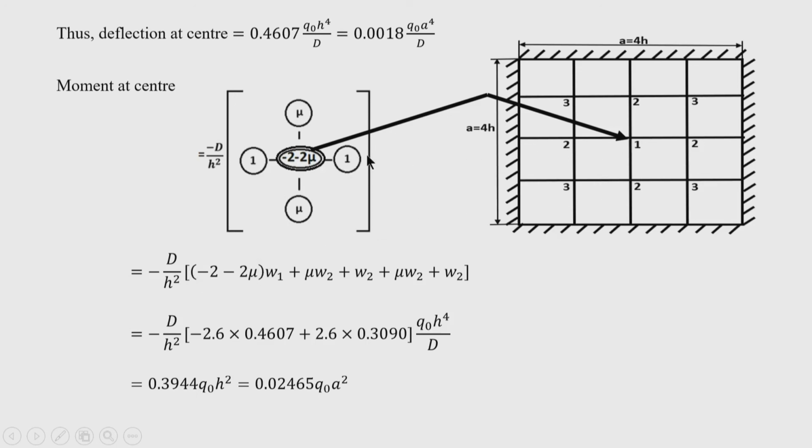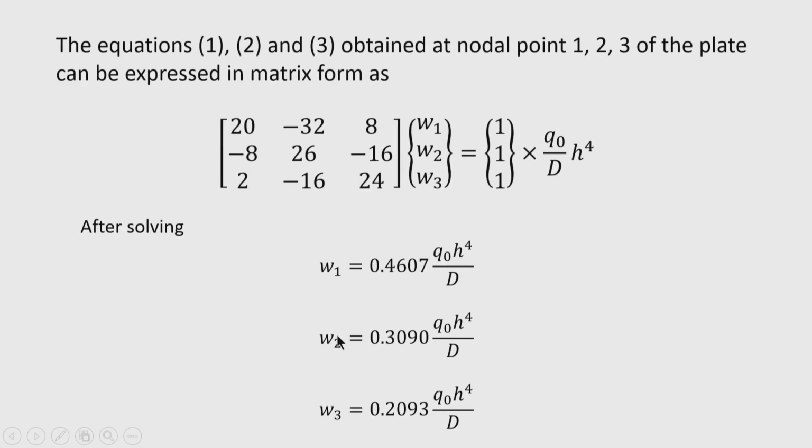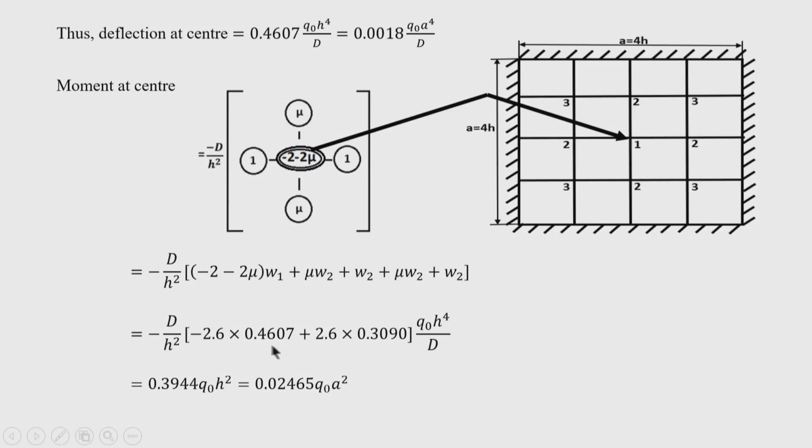Then on the right hand side we are getting W 2. On the left hand side again W 2 is there, and in the vertical direction we are getting mu into W 2 and mu into W 2. Okay. So, since W 1 and W 2 are known, substituting these and simplifying, we get the expression for the bending moment at the center, which is equal to 0.02465 q naught h square, where h is the grid size.